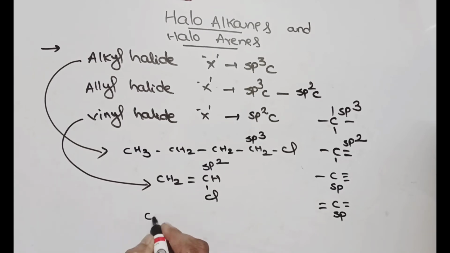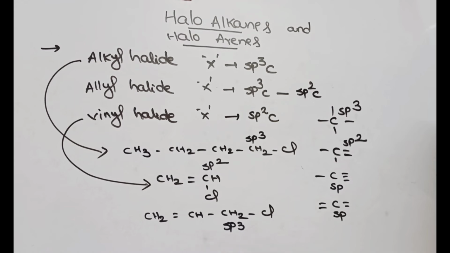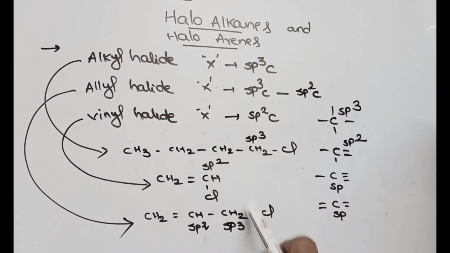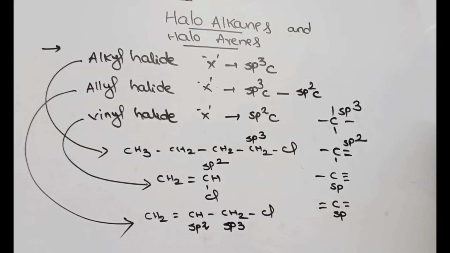Then another example, CH2=CH-CH2Cl. Halogen with the sp3 carbon, and this sp3 carbon is with sp2 hybridized carbon, so this is known as allyl halide. So halogen with sp3 carbon is known as alkyl halide. Halogen with sp3 carbon and that sp3 carbon with sp2 hybridized carbon is known as allyl halide. Halogen with sp2 hybridized carbon is known as vinyl halide.